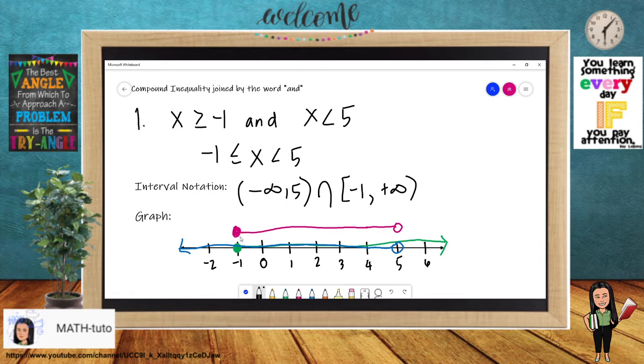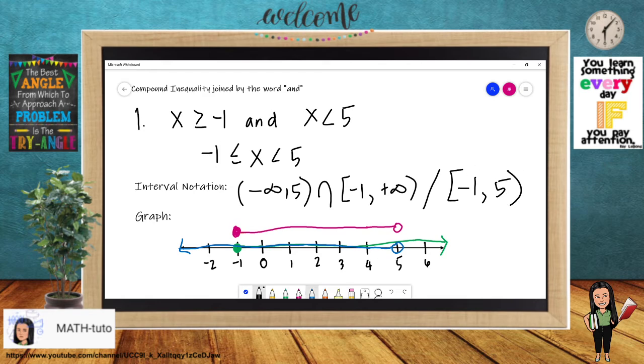Yung number na, yung dalawang inequality natin. So, ito, instead of writing it in this manner, okay, we should write it as boundary between two numbers. So, we write negative 1 and then 5 and then negative 1 is included, 5 is not included, kaya parenthesis dun sa 5.